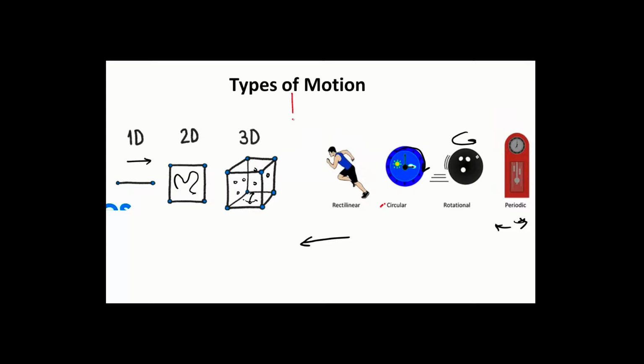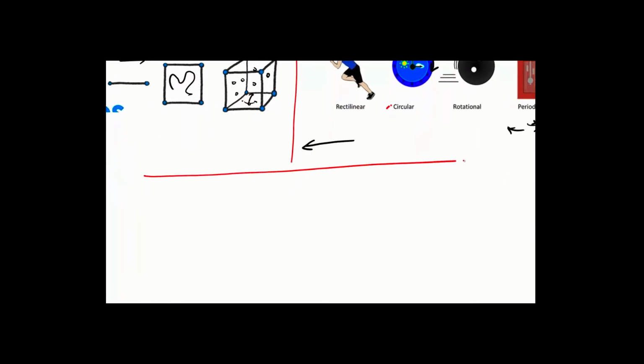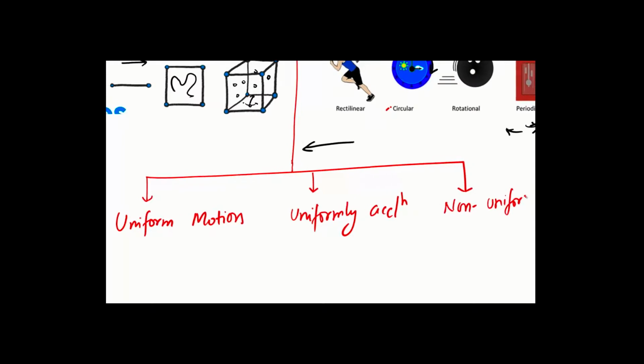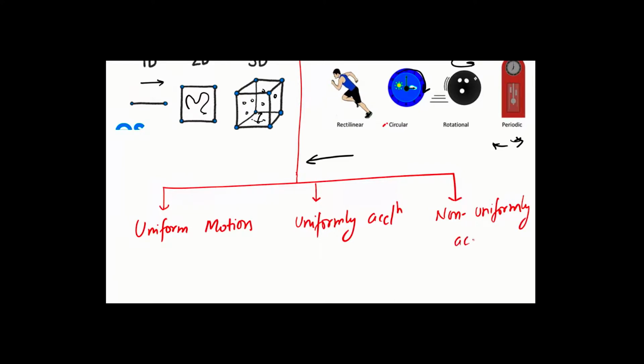We'll define it altogether differently on the basis of state of motion, that is, what exactly the body is doing in terms of its velocity or speed also you can say. So first thing you can say is uniform motion. Second one will be uniformly accelerated motion, and third will be non-uniformly accelerated motion. So what's happening in each of the cases?